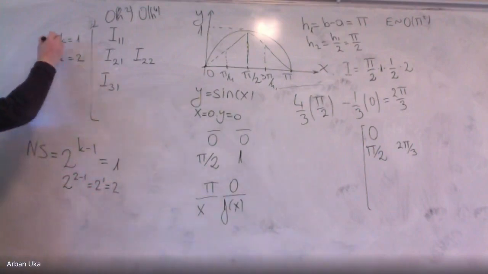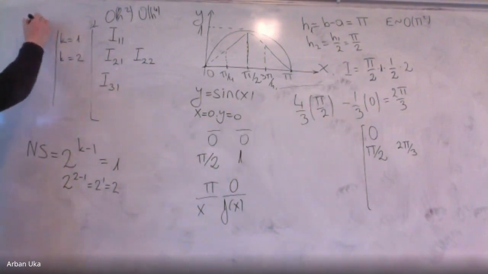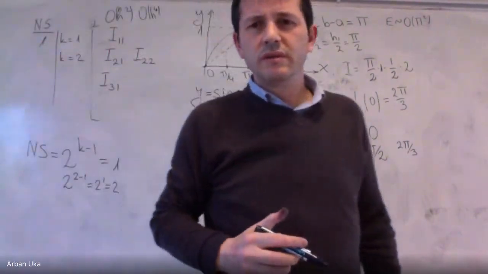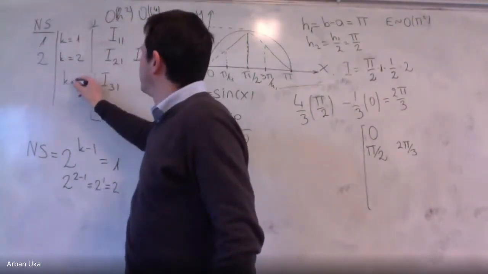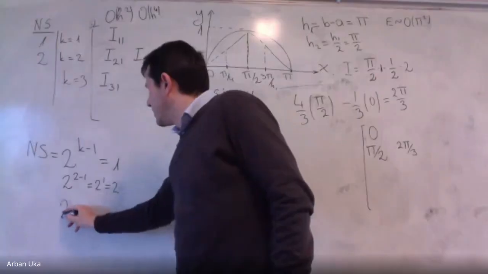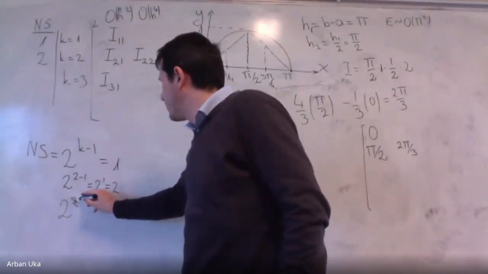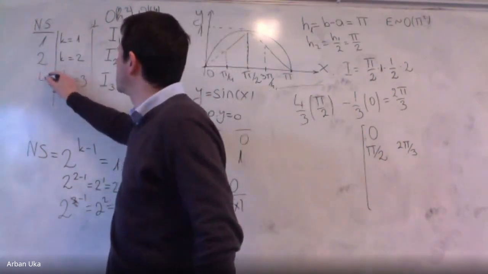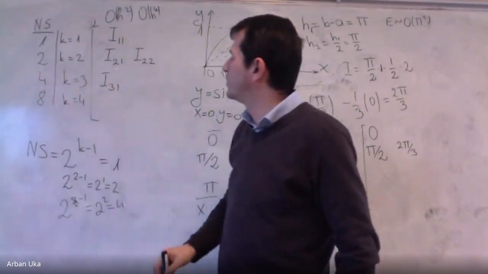Now, can you see this part of the board? Okay, so this is k, this is the number of segments. When k is 1, the number of segments is 1, right? When k is 2, we have 2 segments. And when k is 3, 2 to the power k minus 1, 3 minus 1, 2 to the power 2, which is equal to 4. That's correct. You get 4 segments. And when k goes equal to 4, we get 8 segments because we multiply with 2 each time.